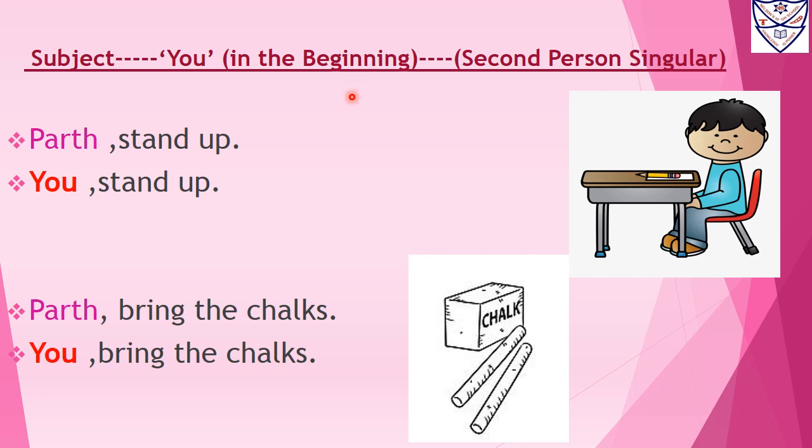Now we will talk about you. Now the second person comes. First we saw the first person, now the second person. If I am talking to somebody else, suppose I am telling this boy, Parth, stand up. So instead of Parth, I will use the word you. You stand up. Then I will say, Parth, bring the chalks. So instead of Parth, I will use the word you. Parth is only one, but I am using the word you. I am talking to him directly. So at that time I will use the word you. Bring the chalks. You stand up. Let's see some more examples.